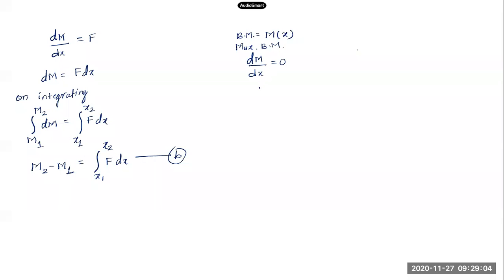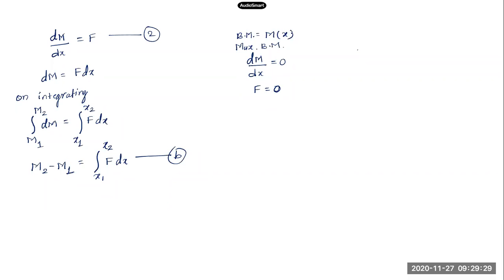It also indicates that at that point shear force is 0, from this equation. From equation number 2 that we wrote, this also indicates that where bending moment is maximum, at that point shear force will be 0. Note this one, this is a very important relation. For maximum bending moment you should have 0 shear force at that point.